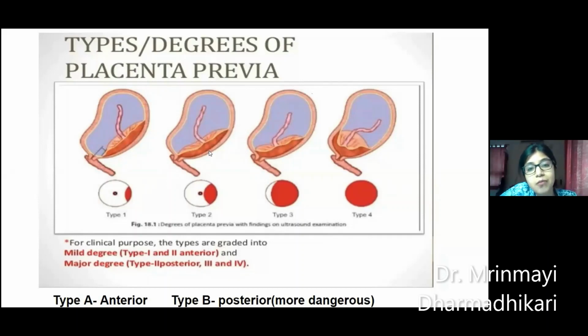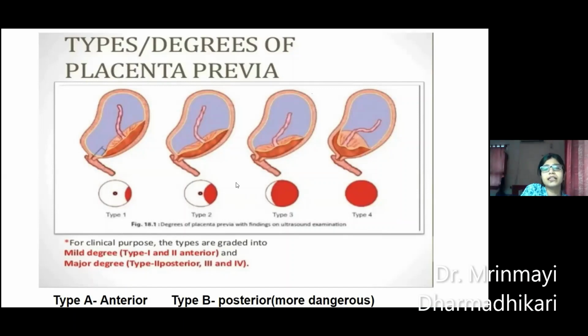Take a look at type 2. This is also called a marginal placenta previa, in which the placenta is lying in the lower uterine segment and just reaching up to the internal os, but not covering it. Whereas in type 3, the placenta is partially covering the internal os, not completely. And in type 4, which is called the complete placenta previa, the placenta is entirely covering the internal os. This type 4 is also called total placenta previa or a central placenta previa.